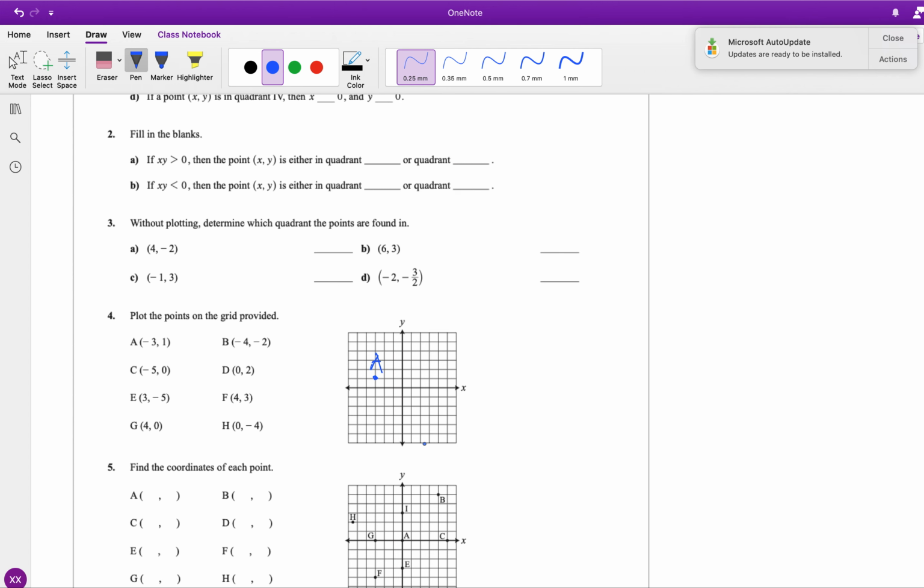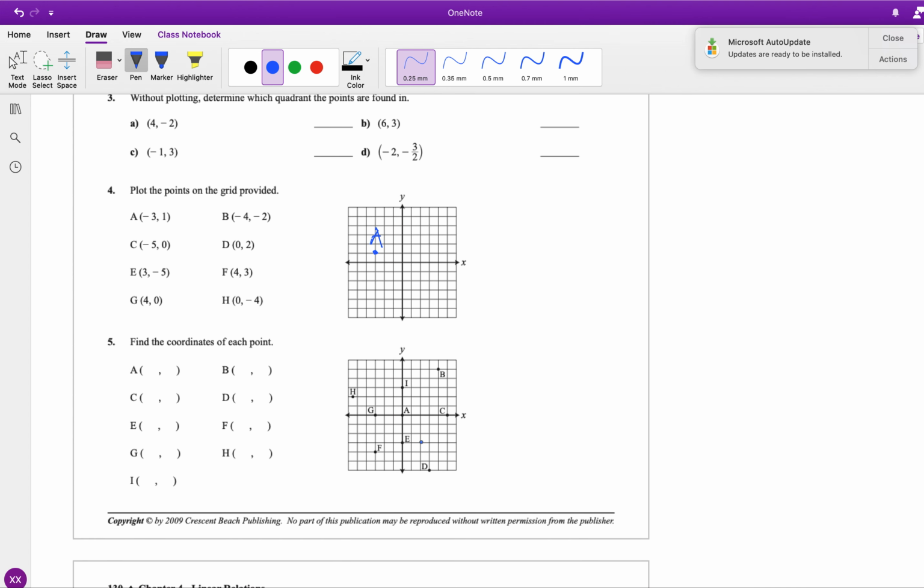Now, find the coordinates. For example, how about this B? The coordinate of B, x value, so we draw down to the x-axis, is right here. 1, 2, 3, 4. The x value is 4.